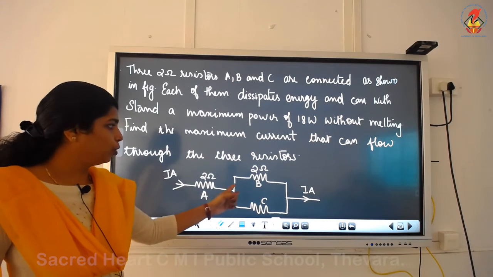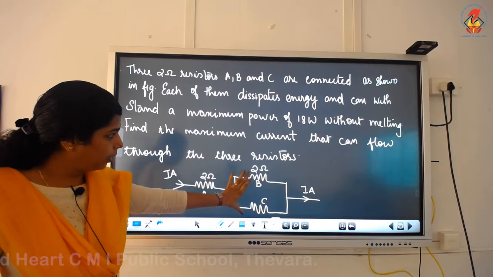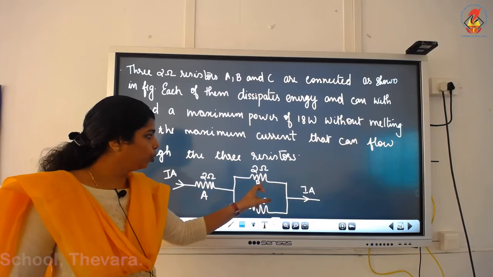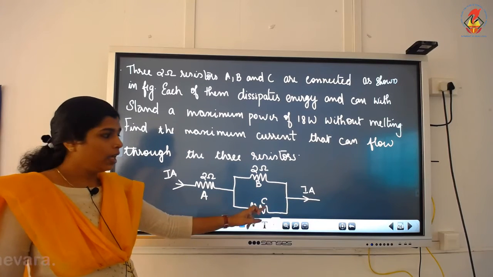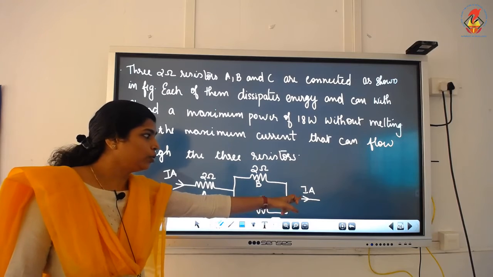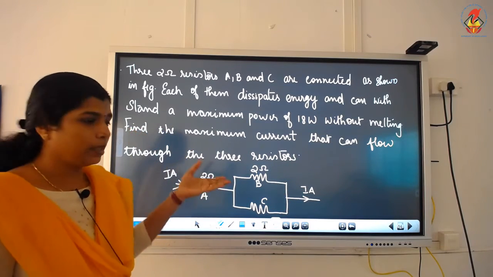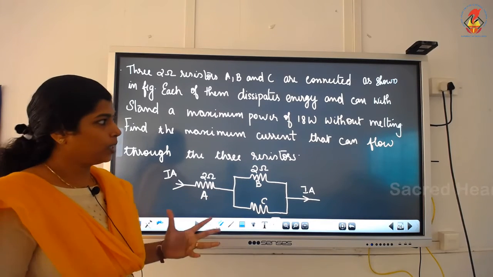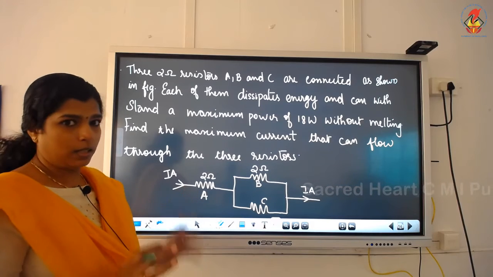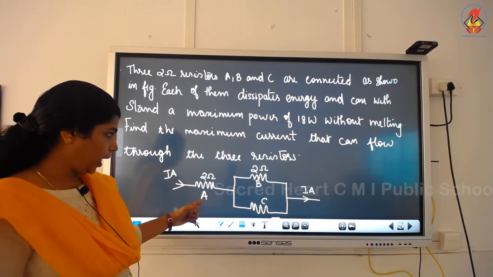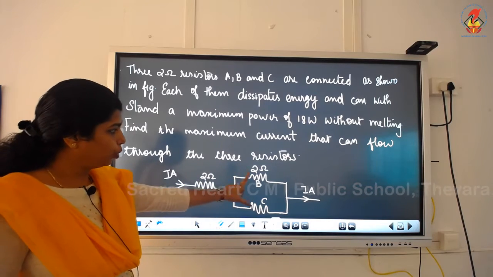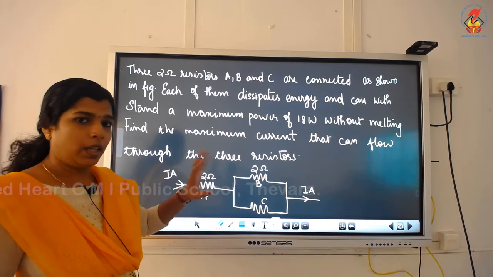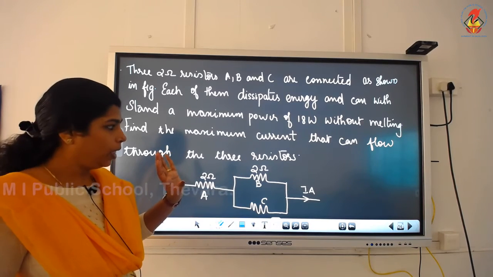Let current I flow through the first resistor. It will divide into 2 equally and flow through B and C, and at this point it will again combine together to form a single current and complete the circuit. So, what is the current flowing through the 3 resistors? Means how much current will flow through A, and how much through B and C. Here the current flowing through B and C will be equal.